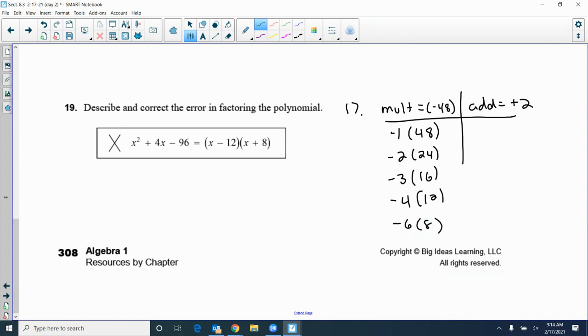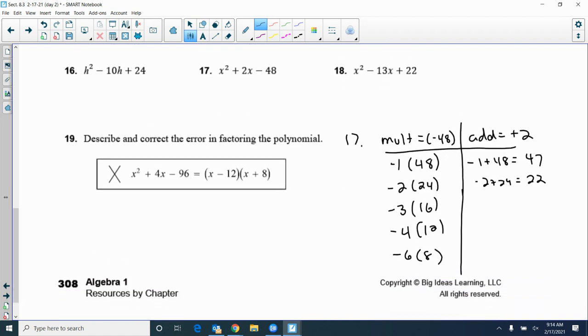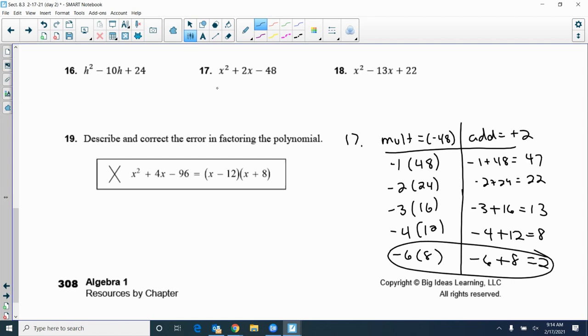Now after that, you go back to 8 times negative 6. You don't need to repeat. Negative 1 plus 48 is 47. Negative 2 plus 24 is 22. Are either of those the answer? No, because what are we looking for? Positive 2. Negative 3 plus 16 is 13. Negative 4 plus 12 is 8. Negative 6 plus 8 is 2. There's my answer: x minus 6 times x plus 2.